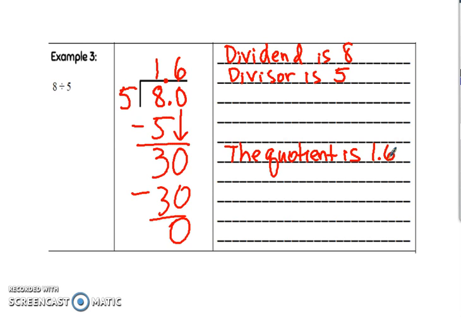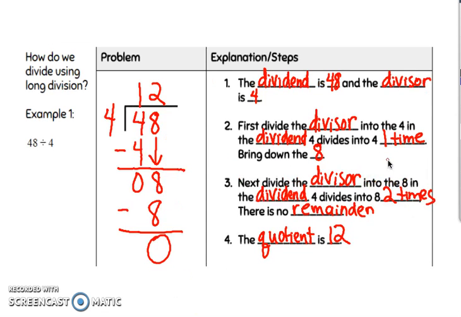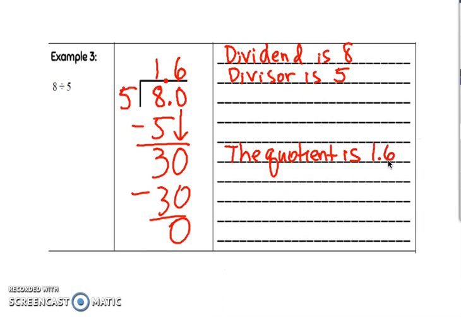Make sure you show your steps on your long division because you're going to do a worksheet that's going to require you to write out these steps on your own. So I know I haven't written them all down like the first one, but you can use these steps to fill it in for the second example and the third example.